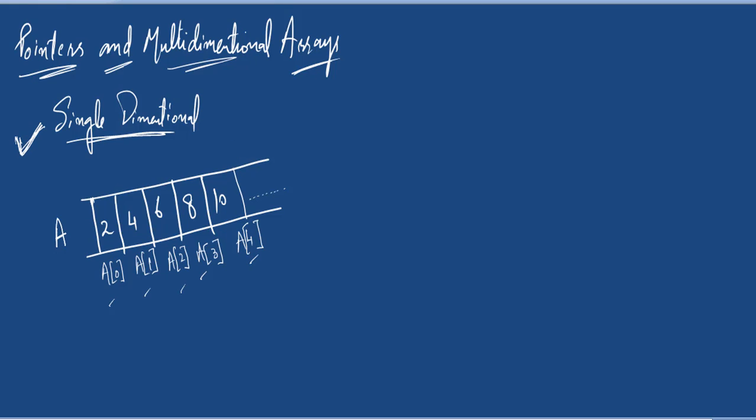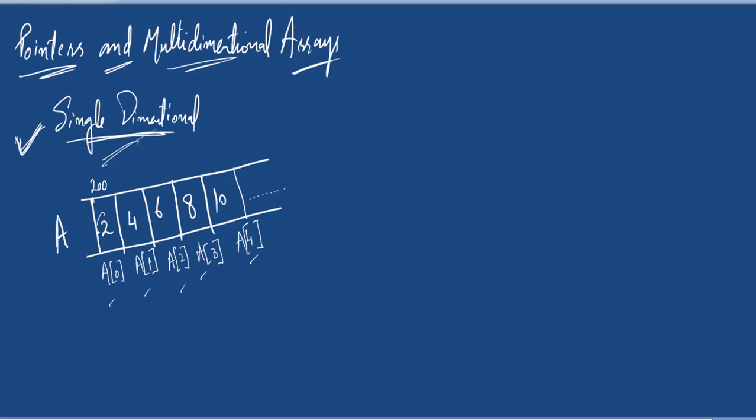Suppose I am considering this as a single dimensional array whose name is A, and these are the indexes of this array: A of 0, A of 1, A of 2, A of 3 and 4. This is the first element, 2, and suppose I am considering its memory address as 200. But if I give the memory addresses of 4, 6, 8 and 10, what will be the next memory address?